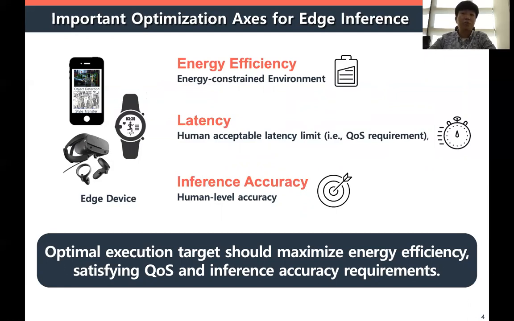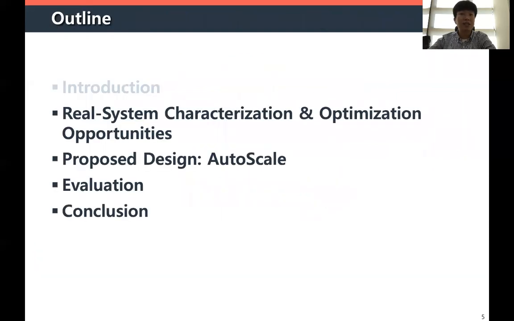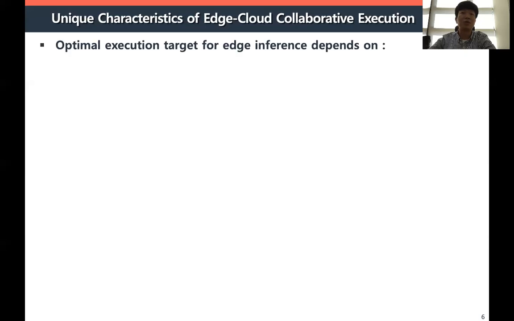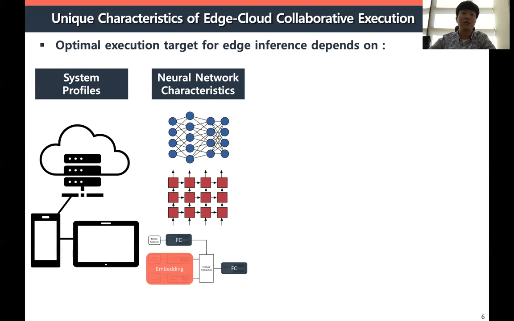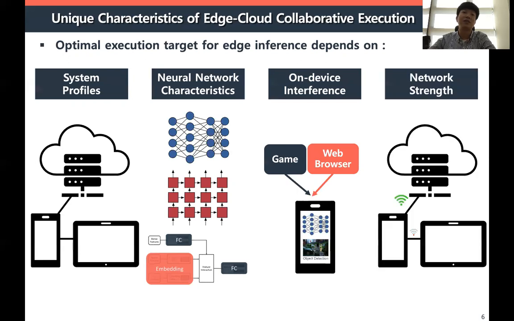However, finding the optimal execution target is challenging due to the unique characteristics of the edge-cloud collaborative execution environment. To see the challenges for the optimization of edge inference, I show real system characterization results and introduce optimization opportunities for edge inference. In fact, finding the optimal execution target for edge inference is challenging because the optimal target depends on various features such as system profiles, neural network characteristics, and stochastic runtime variance such as on-device interference and wireless network signal strength. Let's see one by one.